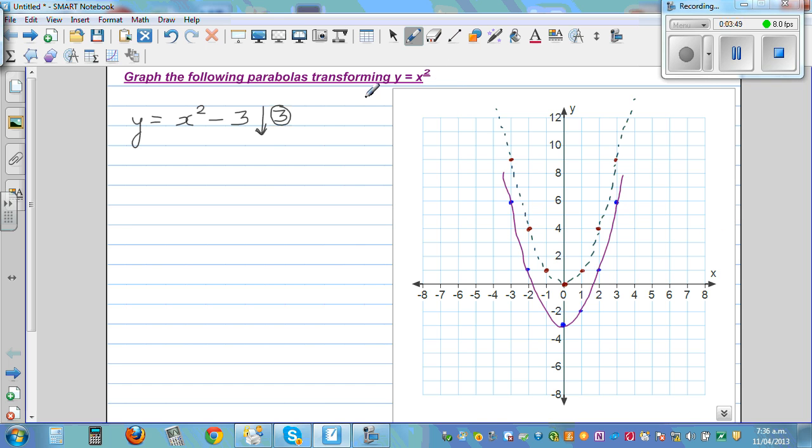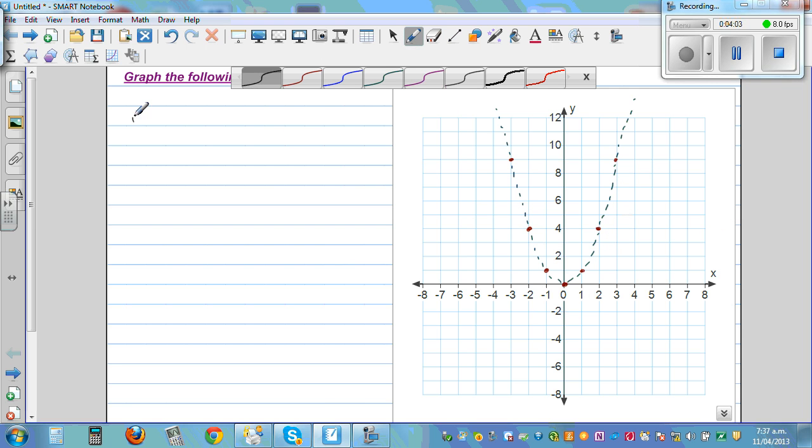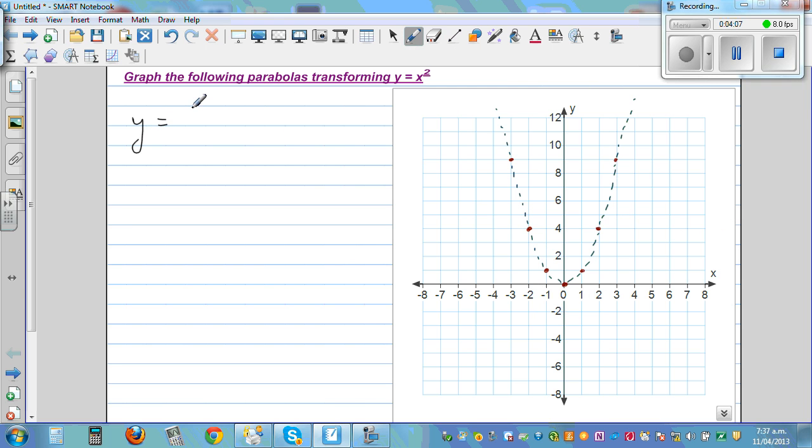Okay, so let me write one more equation. Let me erase this. So this is your basic parabola. We're going to do all the graphs based on this basic parabola. What happens if y is equal to, say, x minus 3 the whole squared?